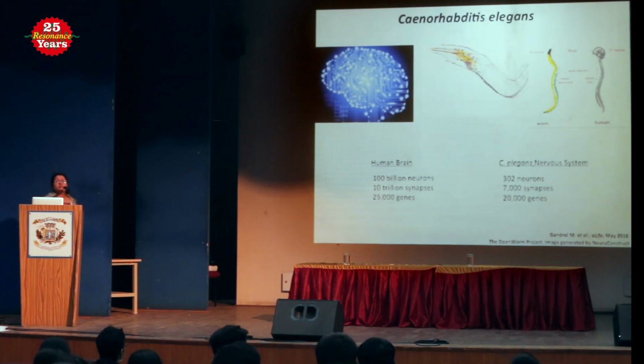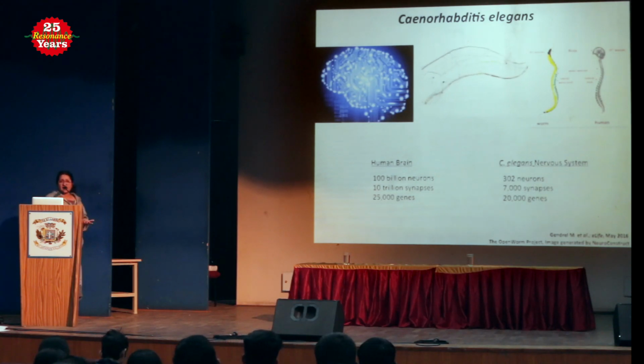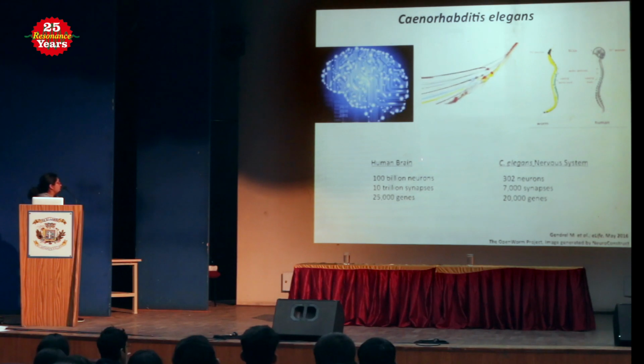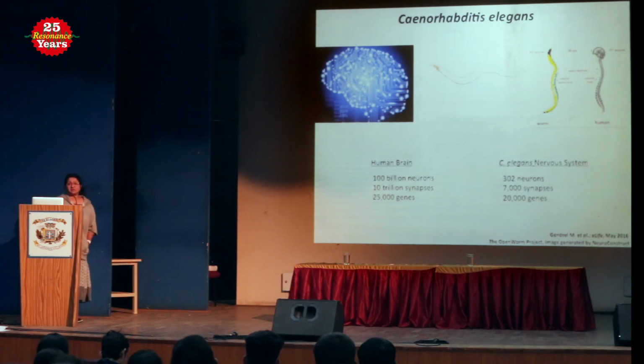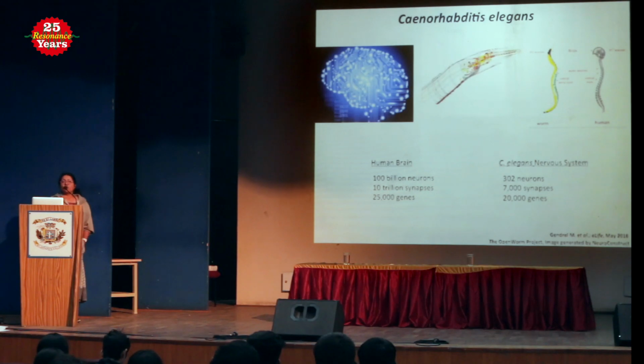So why do we use a small model organism, which is essentially the worm? It's called Caenorhabditis elegans. The short answer is essentially our human brain has about 100 billion neurons, okay, and more than 10 trillion synapses. That number is really, really large. So trying to study 100 billion neurons and 10 trillion synapses becomes daunting in many, many ways.